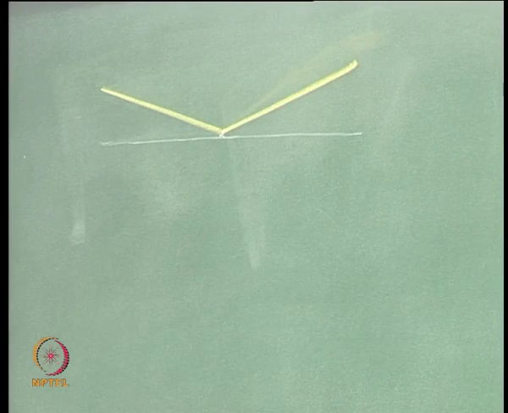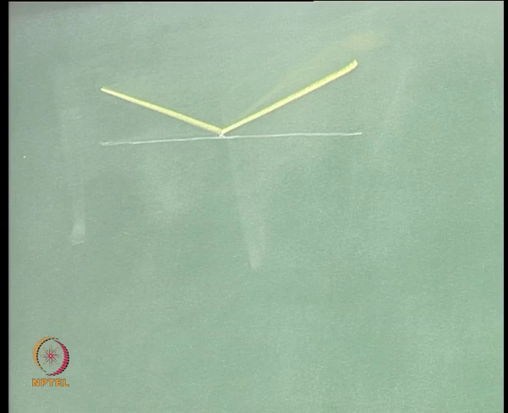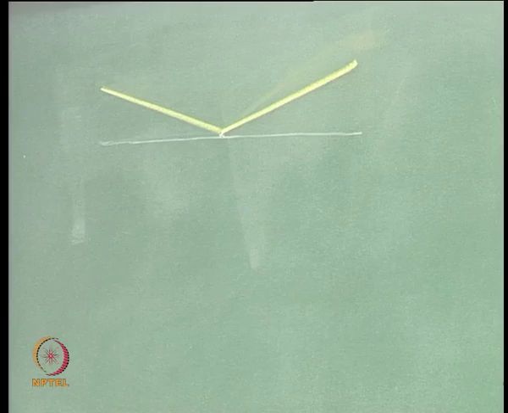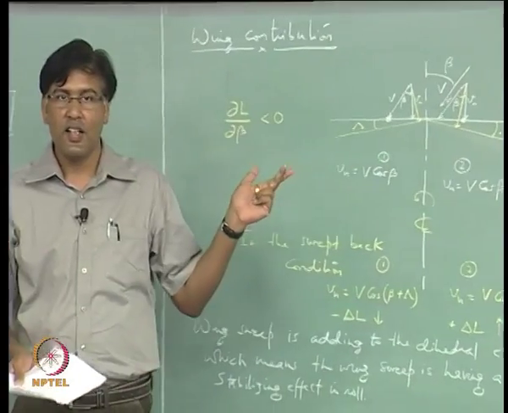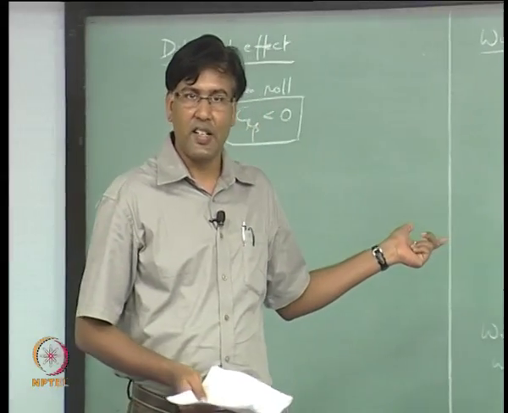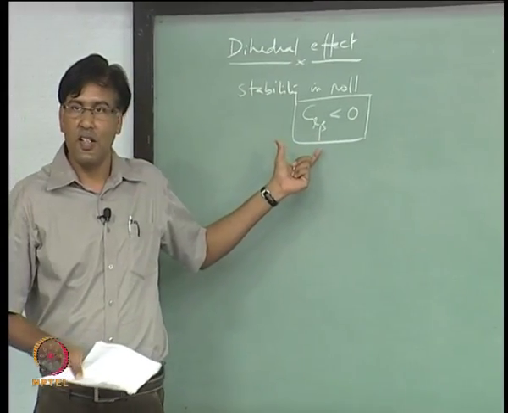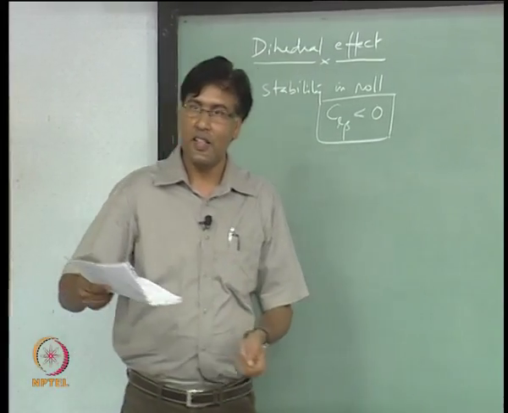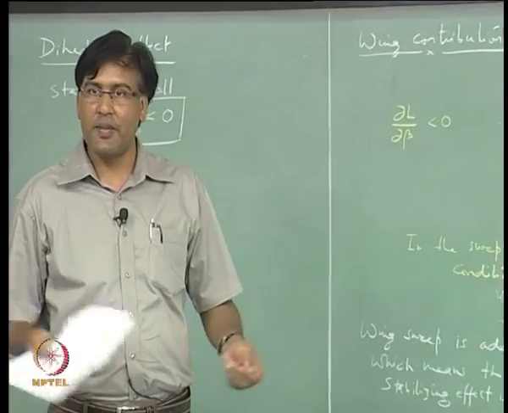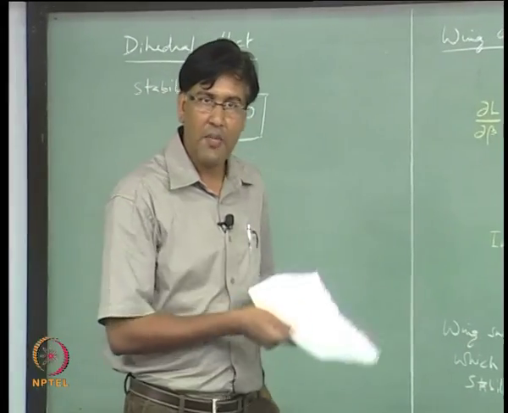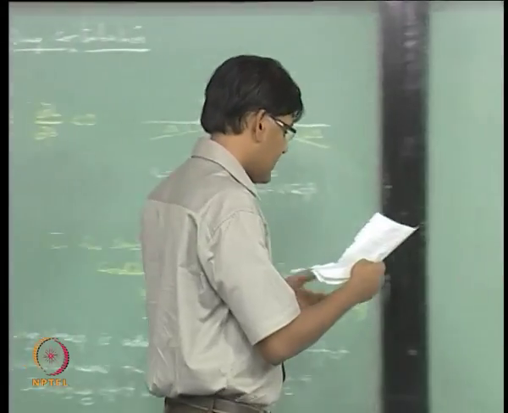Let us look at the effect of this wing dihedral angle on the roll stability. So, as the name itself suggests, we are talking about dihedral effect, right, and dihedral effect means C_L beta should be less than 0. So, wing dihedral angle should give me a stabilizing effect in roll, but how does that happen? Let us try to understand that.